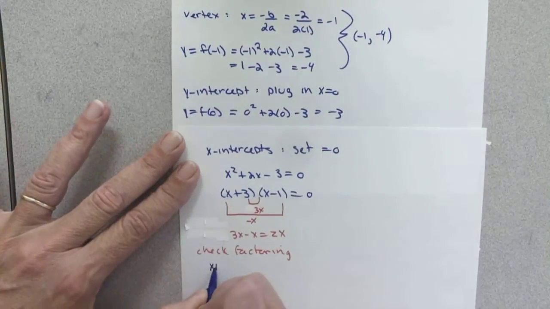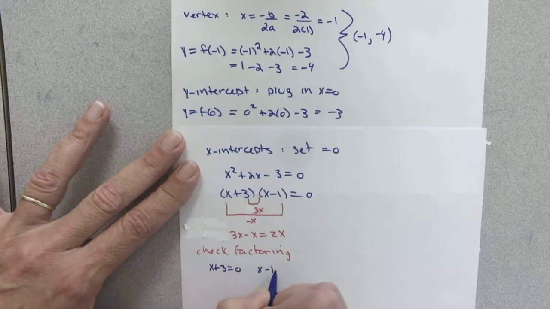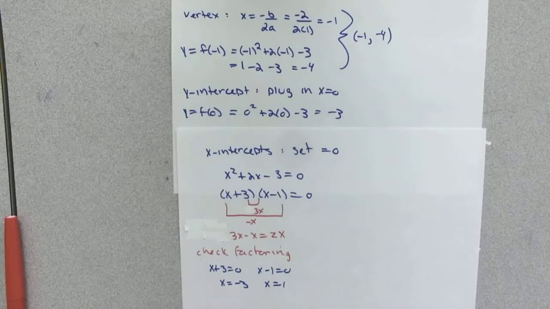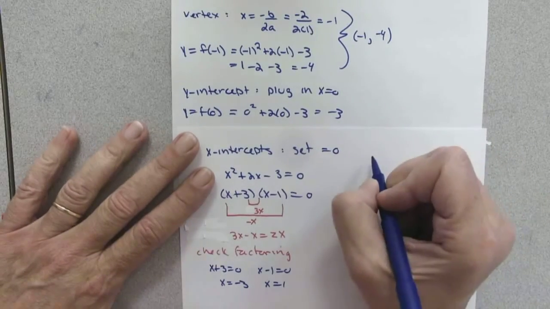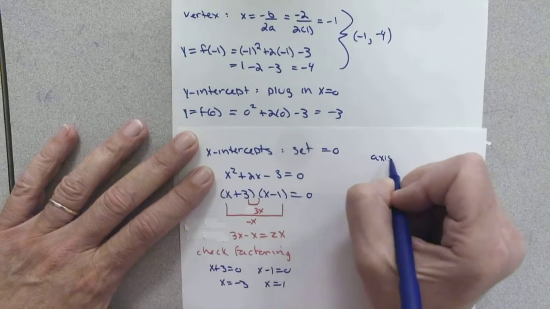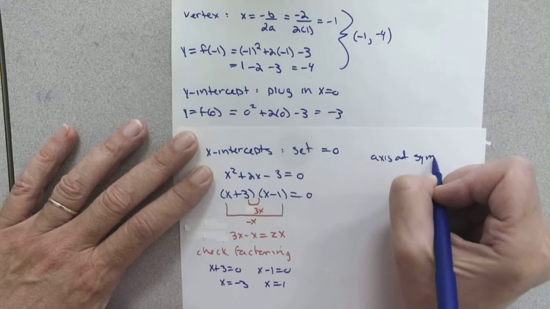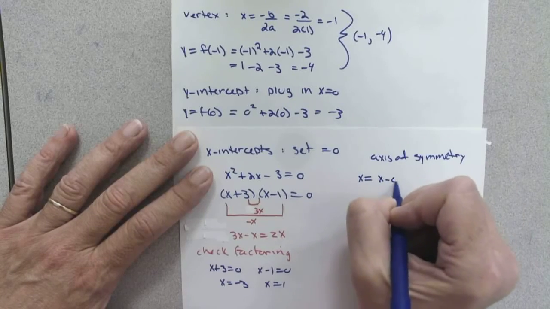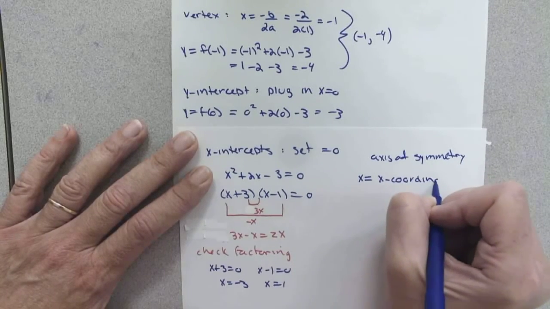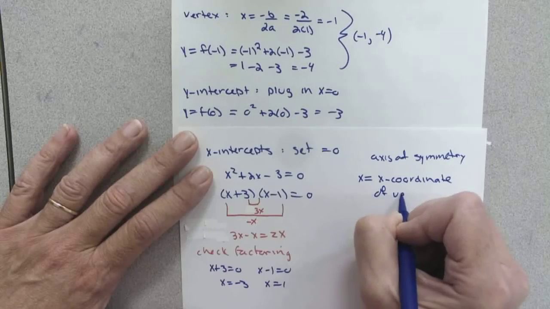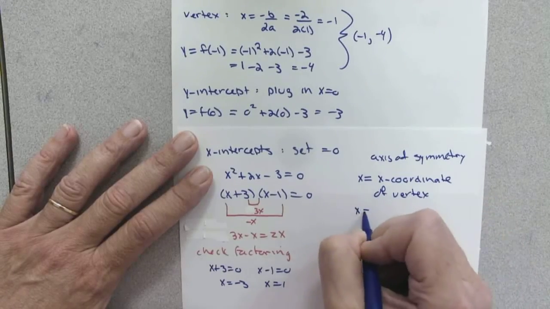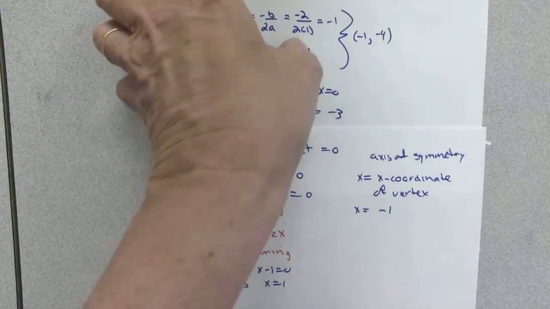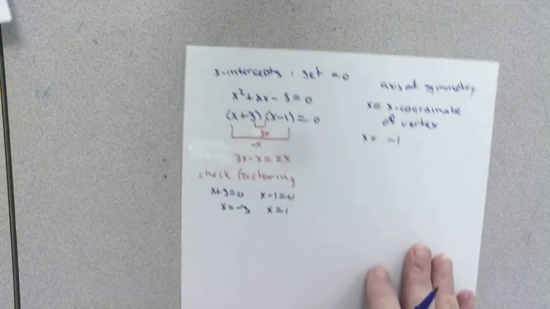Because it's factored and equal to 0, I can split this up. And so I get -3 and 1. There are my x-intercepts. My axis of symmetry is always x equals the x-coordinate of the vertex. So in this case, x equals -1. And so now we're ready to graph.